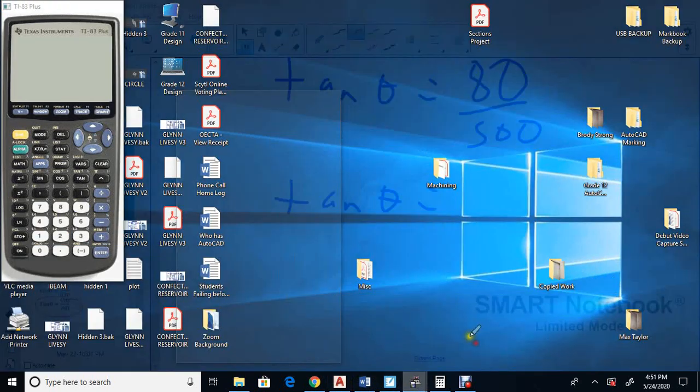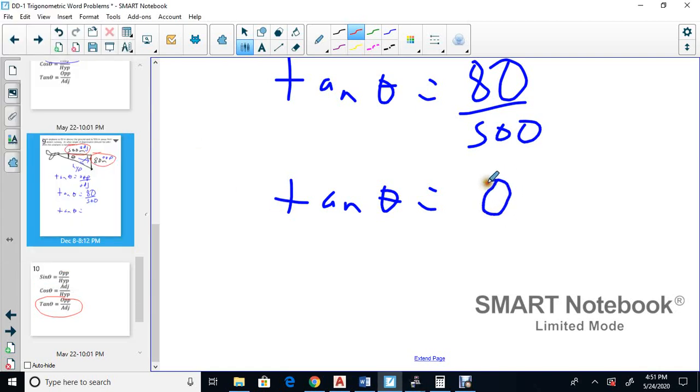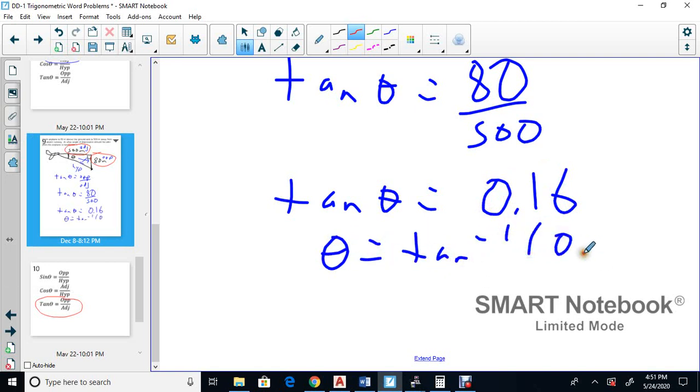Go to our calculator here. 800 divided by 500. Not 511, but 500. Again, we'll get this. Don't worry, it may take three tries. That's 1.6. And theta is tan negative 1 of 1.6. Make sure your calculator's in degrees.